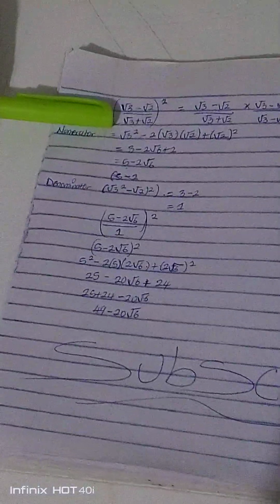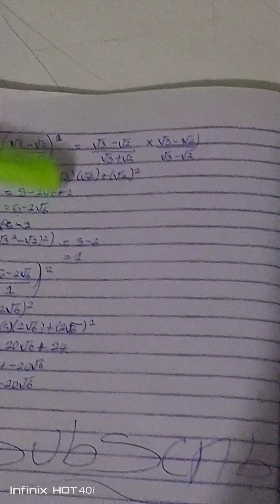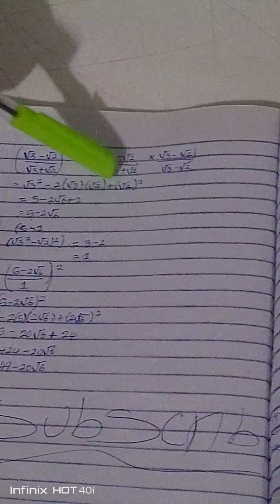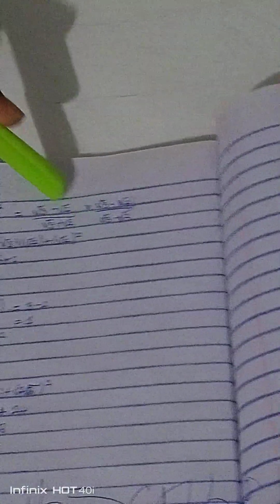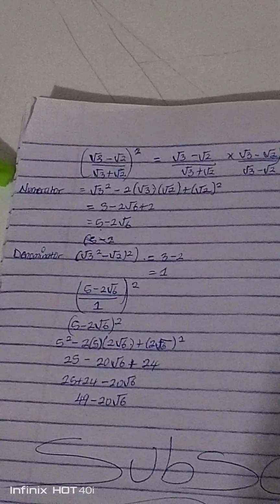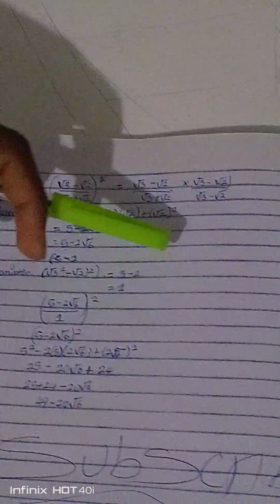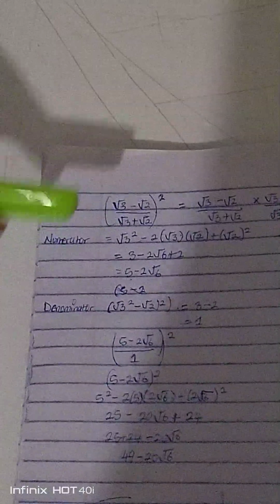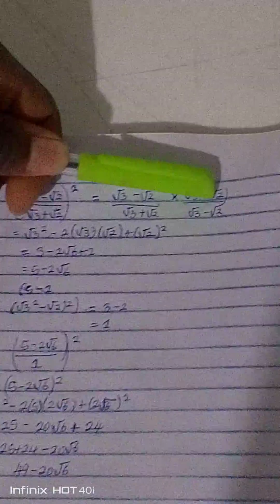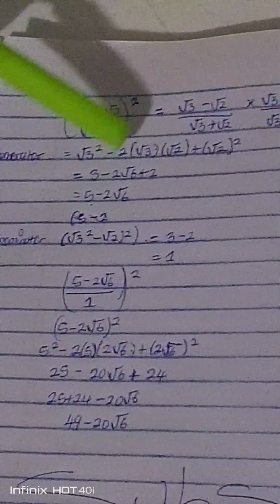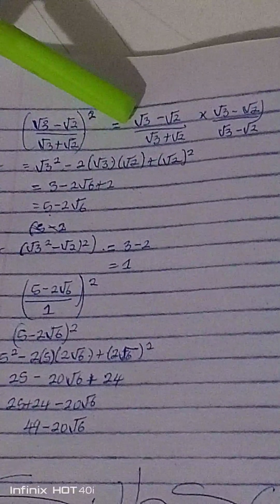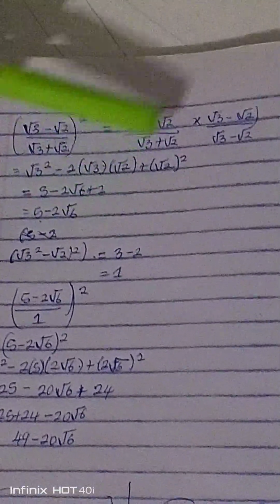Let's go back to the book. This is the question we have to solve. This is the numerator. This is the denominator. Now, remember we rationalized. For the numerator here, like I said, we're going to be using x squared plus 2xy plus y squared. In this case, we are multiplying this root 3 times this root 3. We're going to have root 3 squared minus 2 times root 3 times root 2 plus root 2 squared.